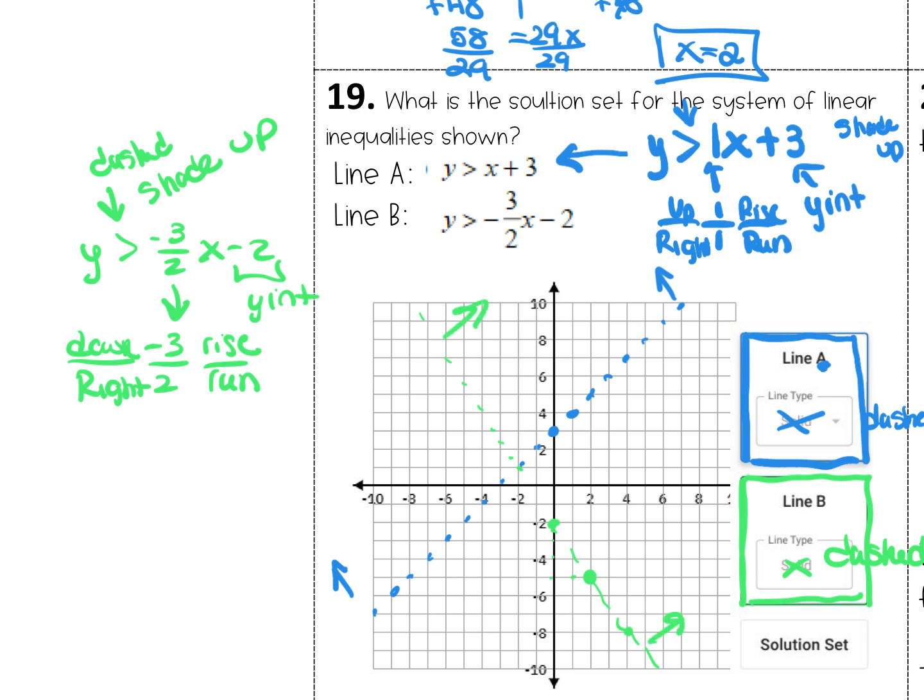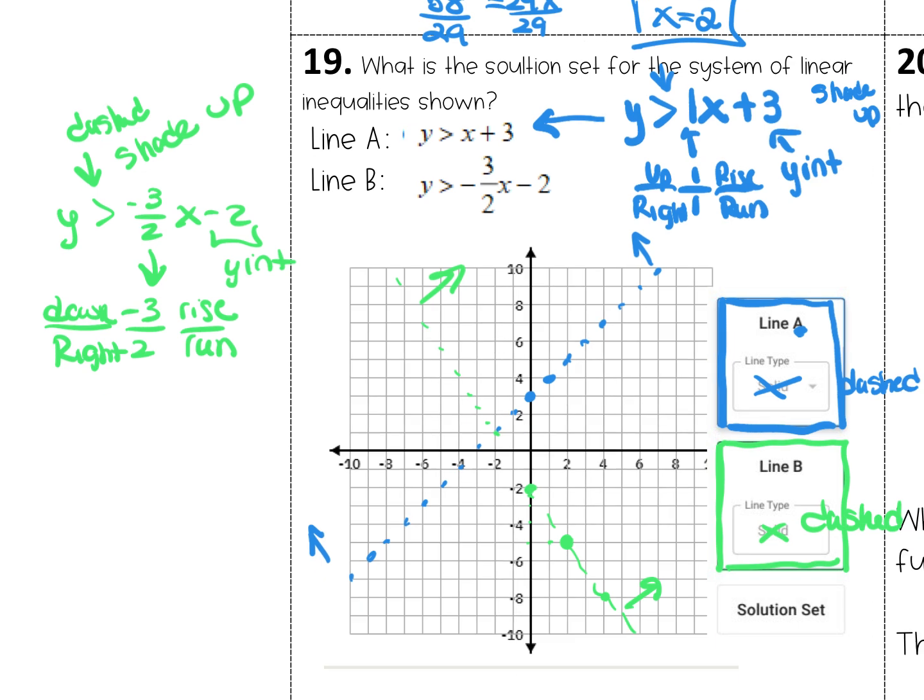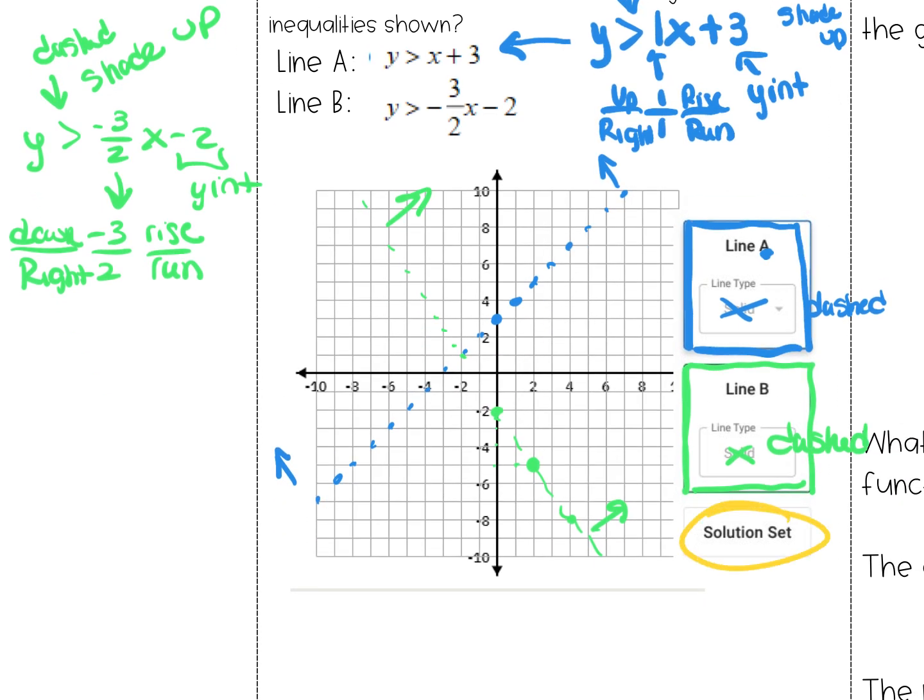And the very last step is in Edgeforia, you have to click right here where it says solution set, and then you have to tap where the two shading match. So if you look here, this and this are going to intersect. All of my shading would be up here, so I would click up here, and then Edgeforia will shade only where the answers would be.